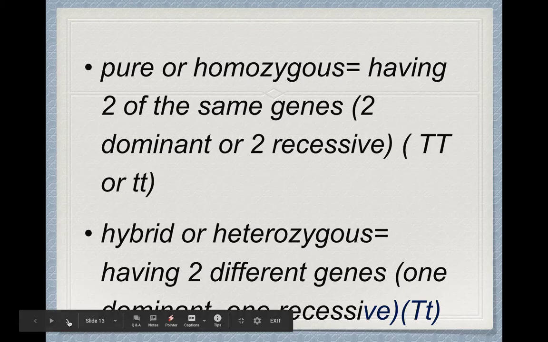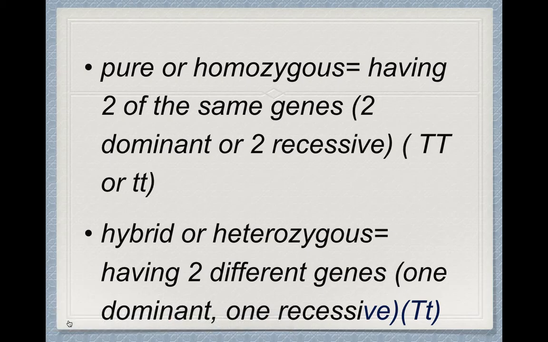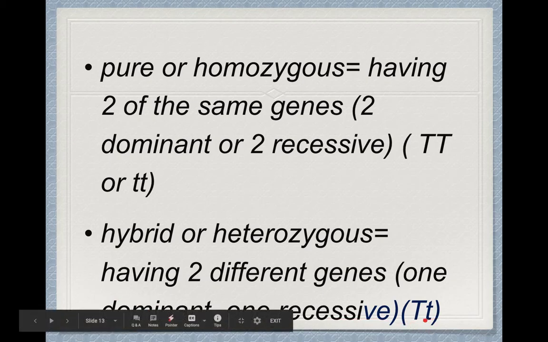Some more vocabulary. If an organism has two different genes, a dominant and a recessive, we call that organism a hybrid or a heterozygous, hetero meaning different. Again, using those letters, if you have one dominant factor and one recessive factor, you're going to have an uppercase T and a lowercase t.